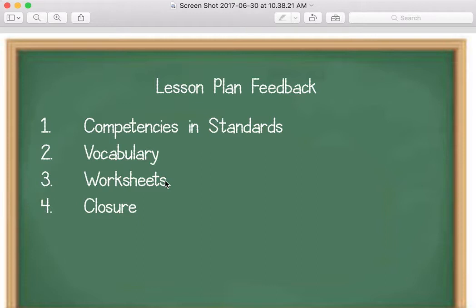So eliminate worksheets. Sorry for my dog. There's a bird outside. That again, though, worksheets are just no good for lessons.